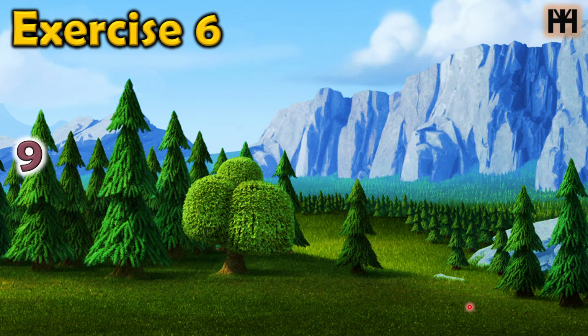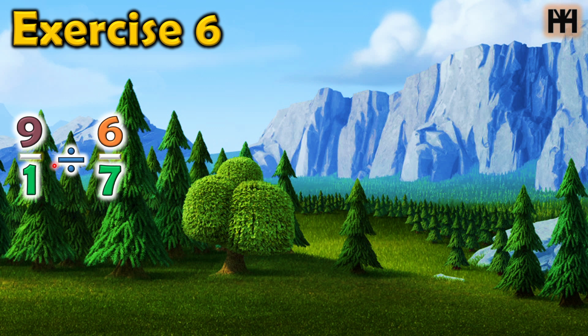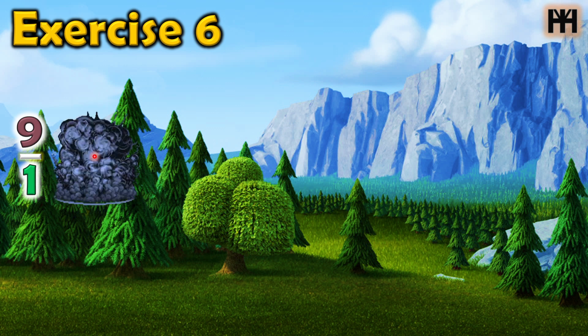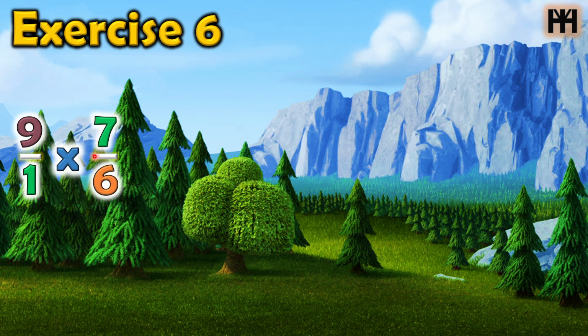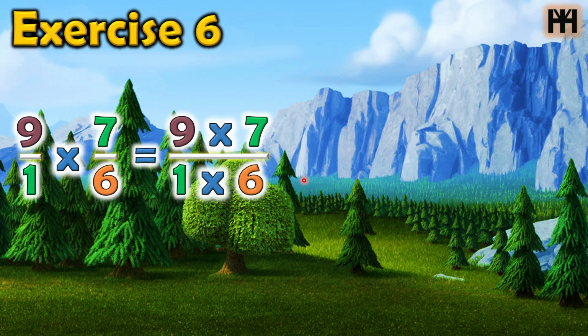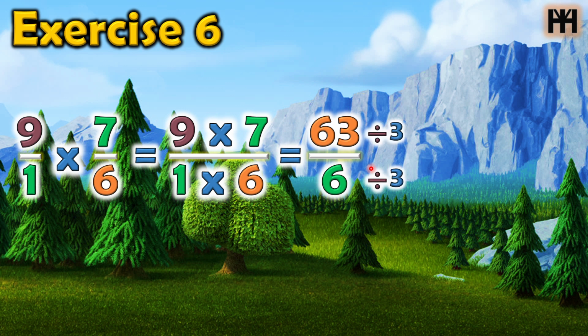Okay, exercise 6. 9 divided by 6 over 7. So you know here 9 is the same as 9 over 1. So 9 over 1 divided by 6 over 7. Flip. It's 9 over 1 times 7 over 6. So 9 times 7 over 1 times 6. Okay, so 9 times 7 will be 63, and 1 times 6 is 6. Okay, can we simplify them? Actually, yes. We can divide by 3 up and down. So it's 21 over 2.